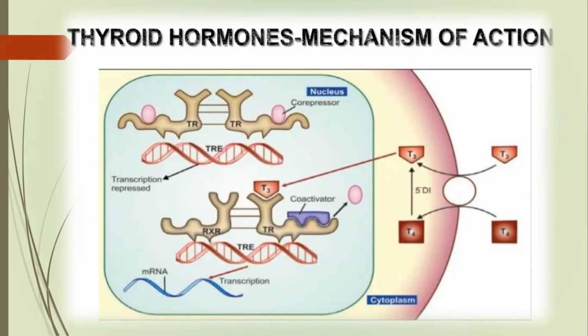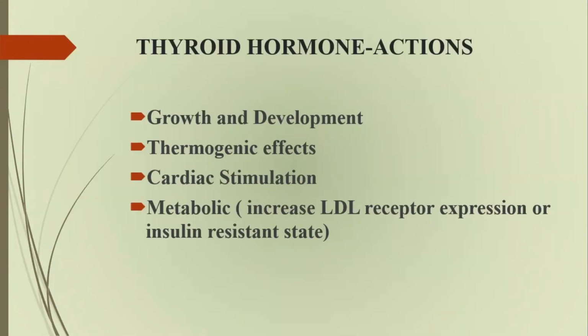In humans, there are two TR genes, alpha and beta. By alternative splicing, each forms at least two different mRNAs and therefore two different receptor proteins. The thyroid hormone actions are growth and development, thermogenic effects, cardiac stimulation, and metabolic effects, which increase LDL receptor expression or an insulin resistant state.